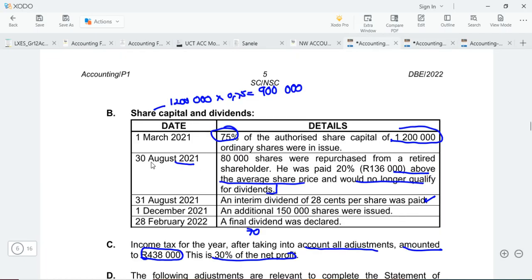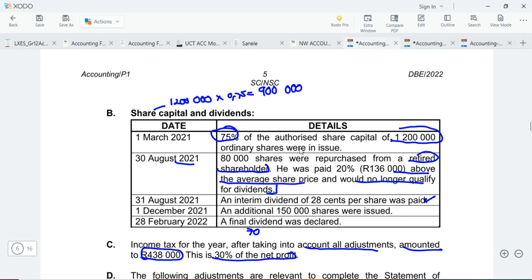The next part says that on 30 August 2021, 80,000 shares were repurchased from a retired shareholder. Okay, they were repurchased from a retired shareholder, and then he was paid 20% above the average price and will no longer qualify for dividend. So here what they're saying to us is that this person was paid 136,000 in a form of money, but this was 20% more than the average price.